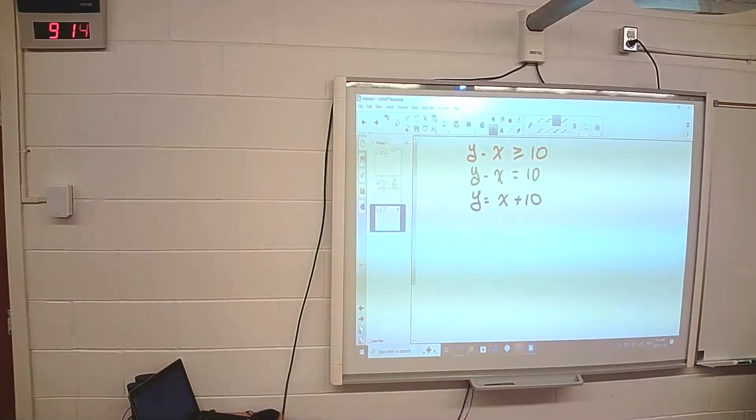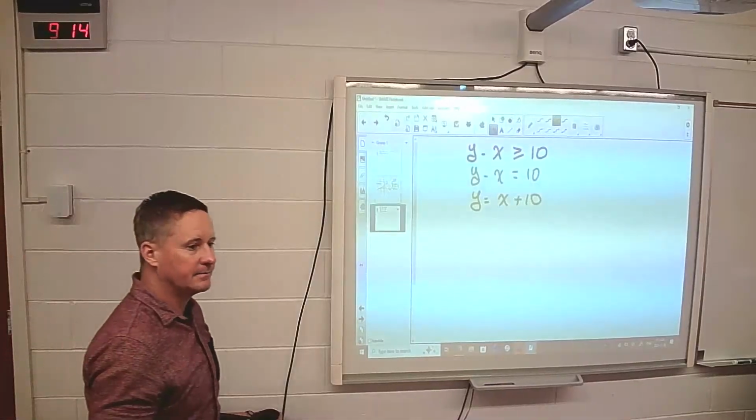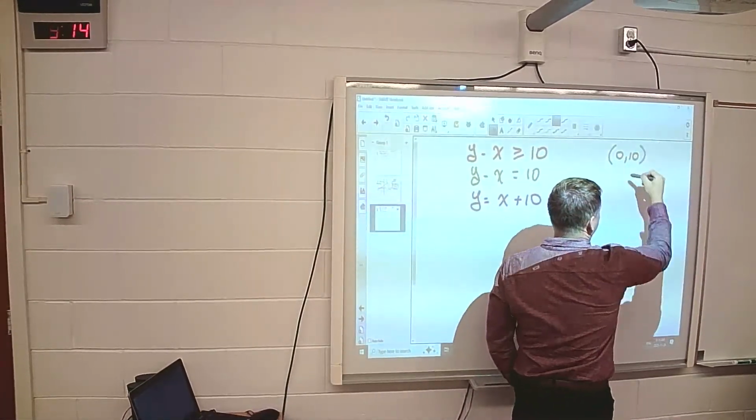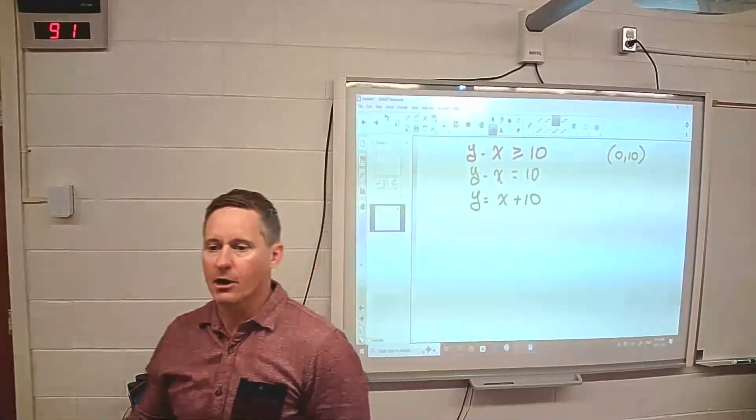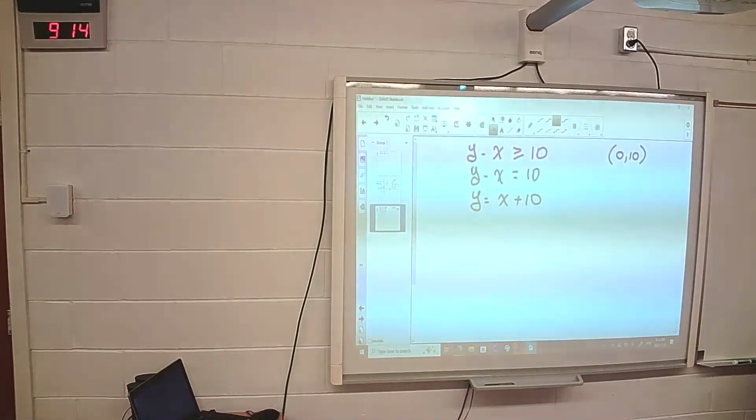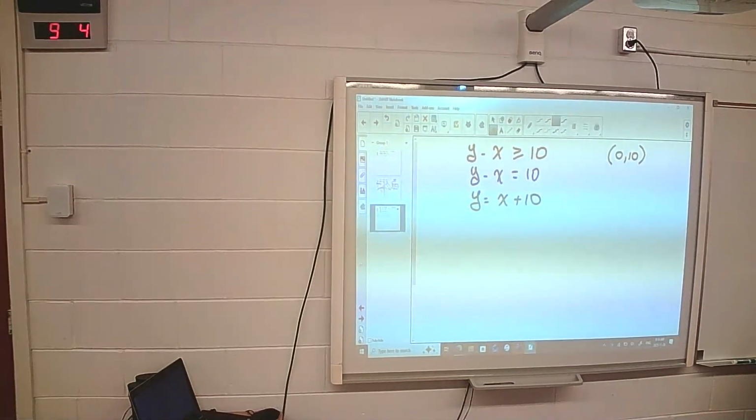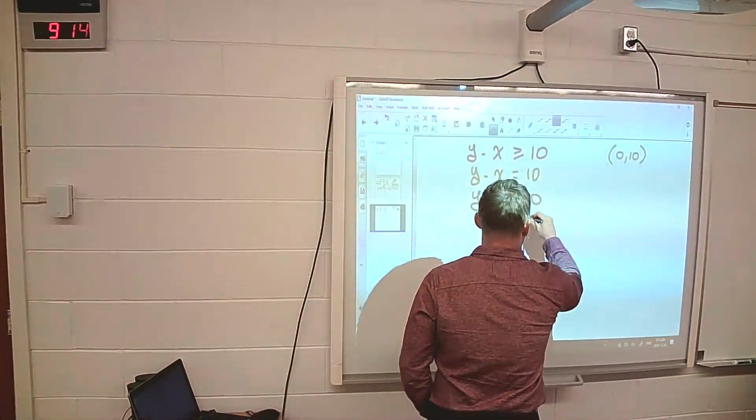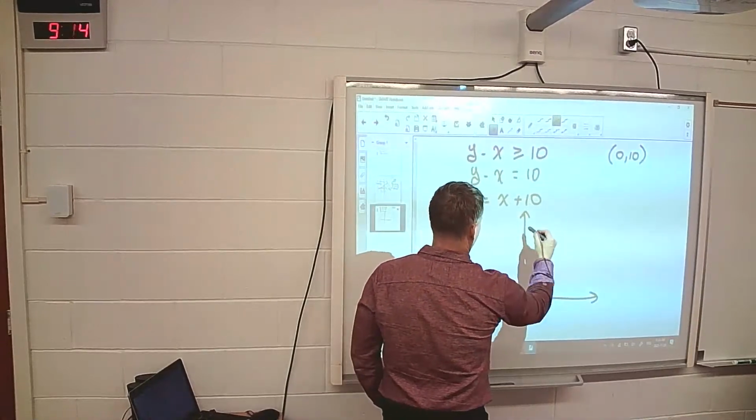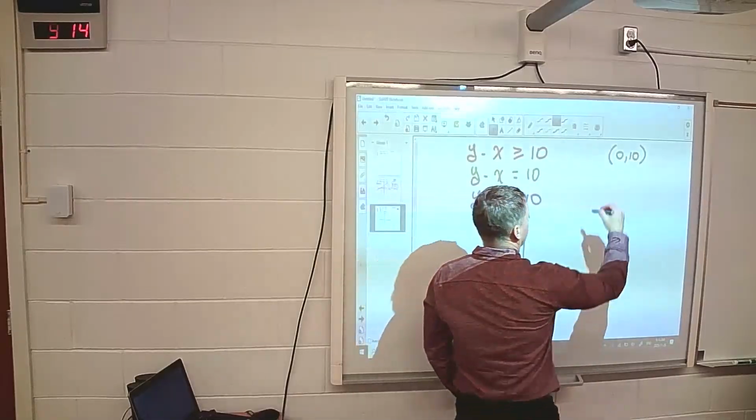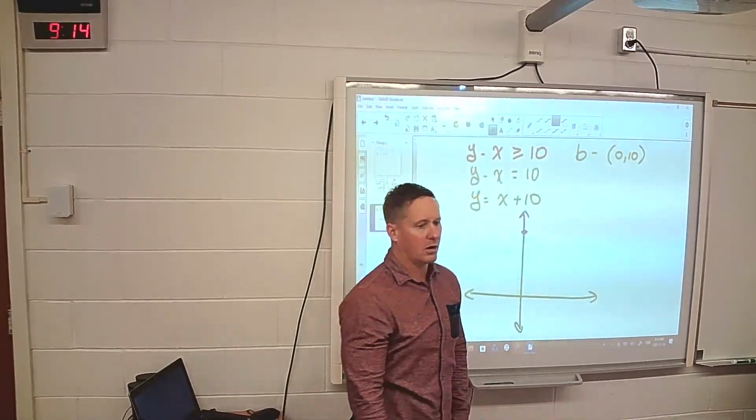Okay. What is the y-intercept? 10. What's my starting point? 10. Nope. When I ask for a point, I want a coordinate. So 0 and 10 is my starting coordinate. Okay. Have you guys graphed before? Yeah, all of you? Okay. So 0 and 10 is my starting coordinate. So we go to here, go to here, and I go all the way up to here. 0 and 10. Okay. That's my b, that's my starting coordinate.